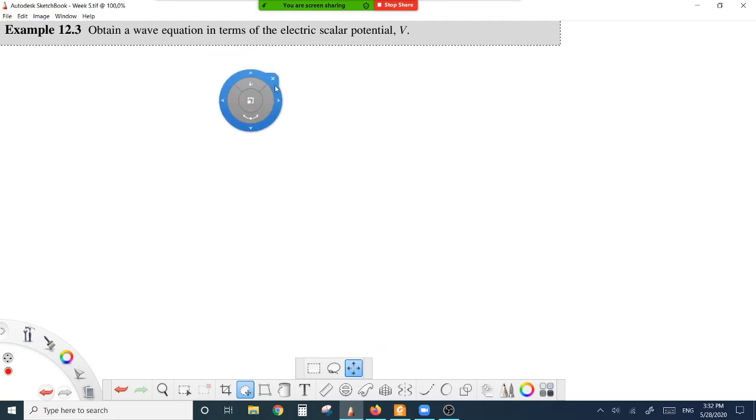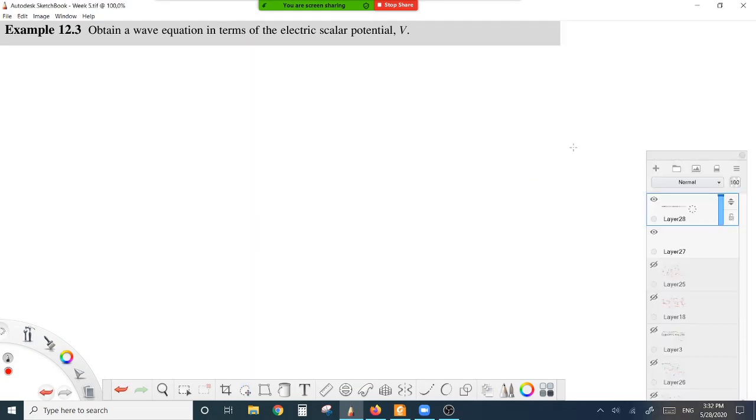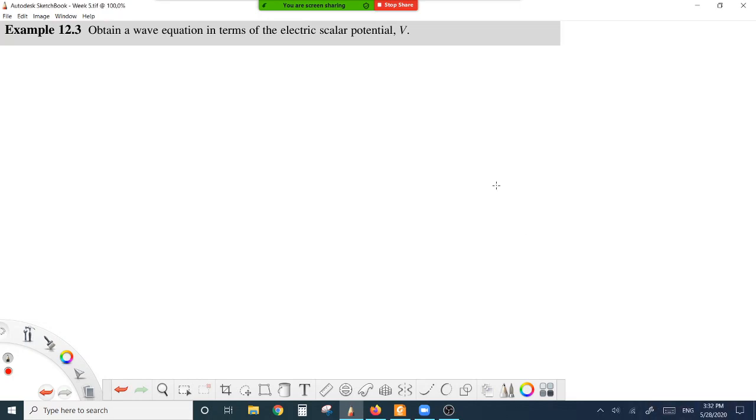Okay, obtain a wave equation in terms of the electric scalar potential V. Can you do this? Let's see, and the next example you will try to do by yourself. Okay, how can we obtain the wave equation in terms of the electric scalar potential?